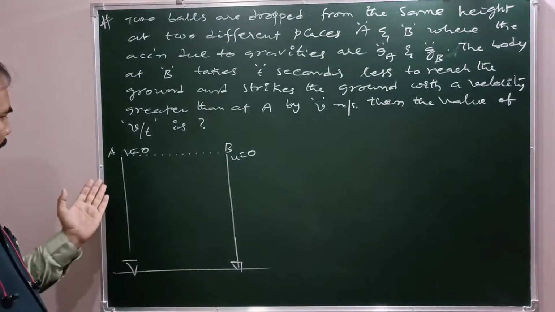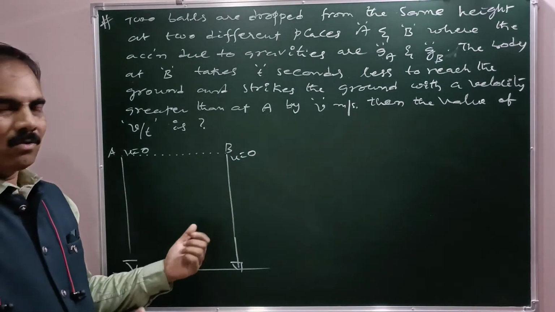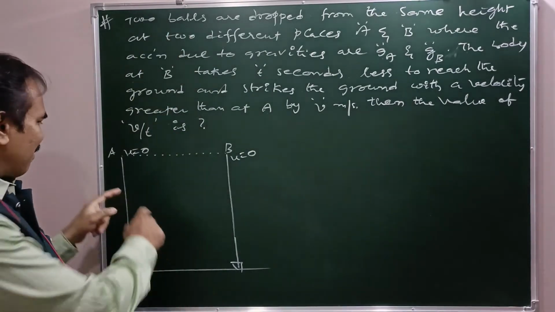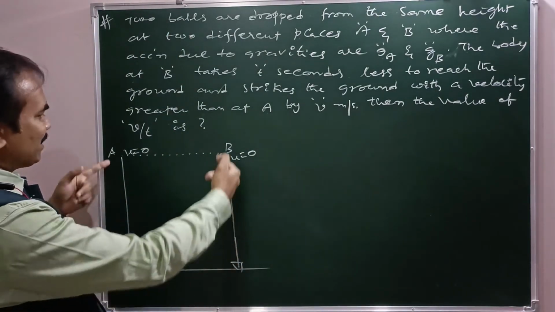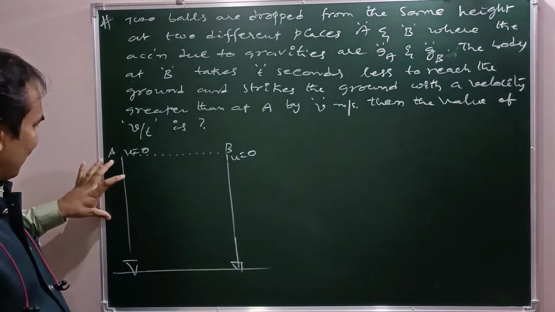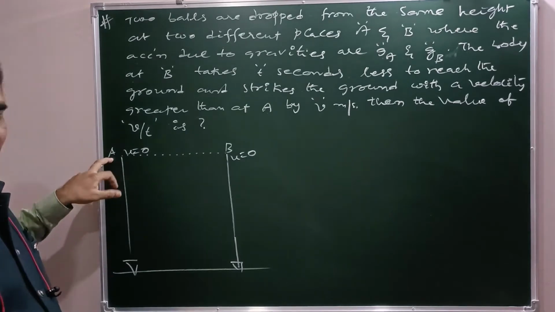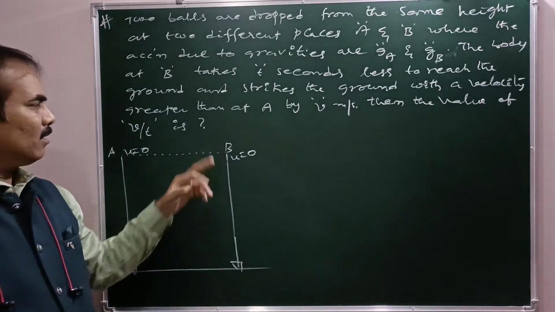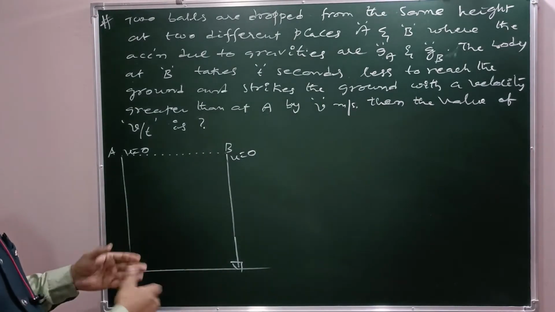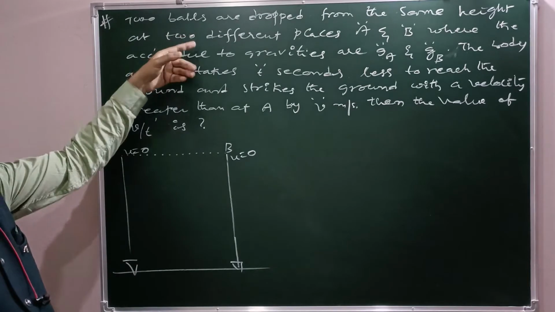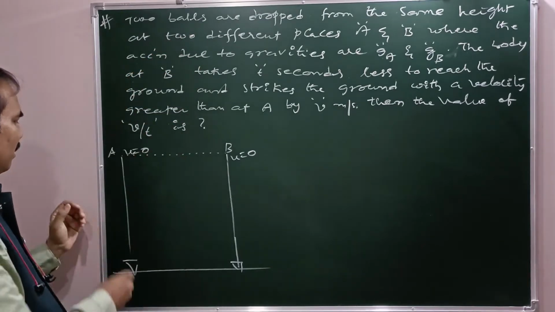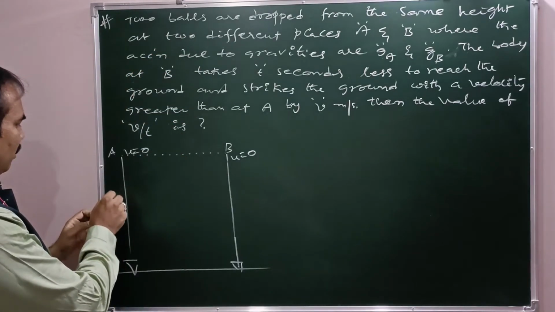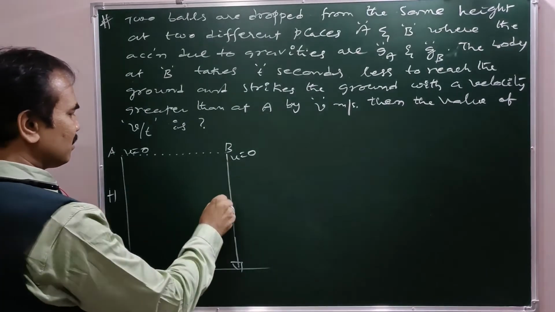So in both cases, at both places, two balls are dropped from the same height as shown. See, this is the height from which the body is dropped. Here also, from the same height the body is dropped, right? Here also height is h, here also height is h, right?